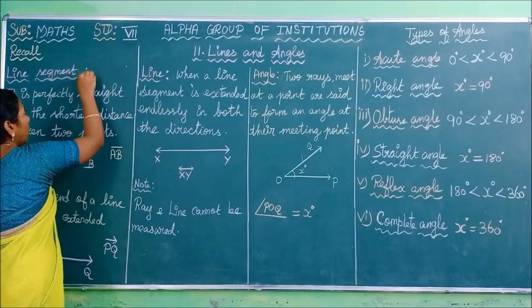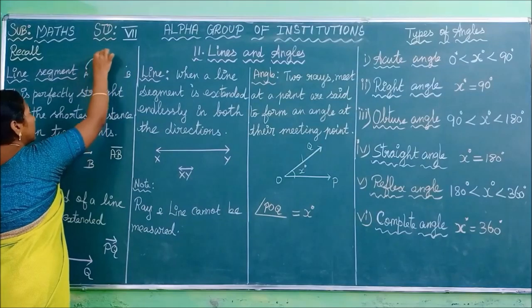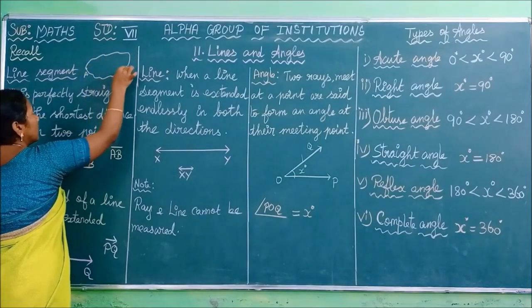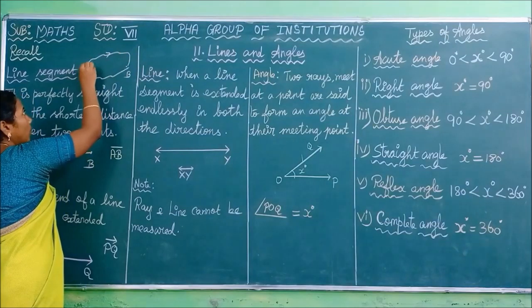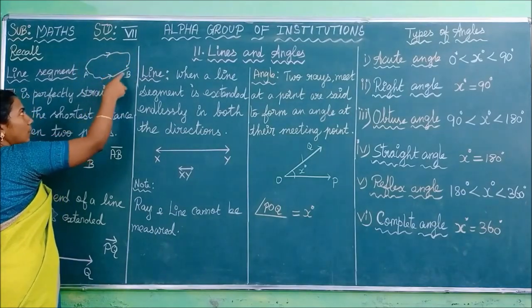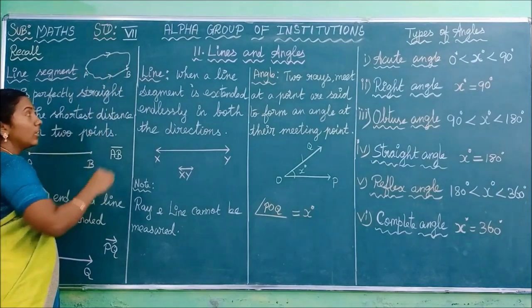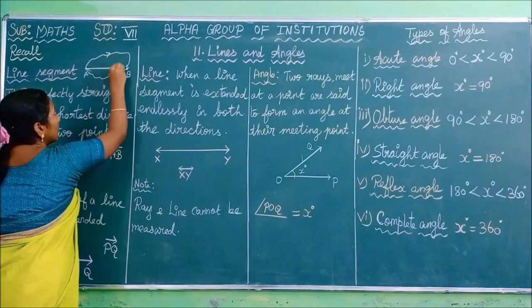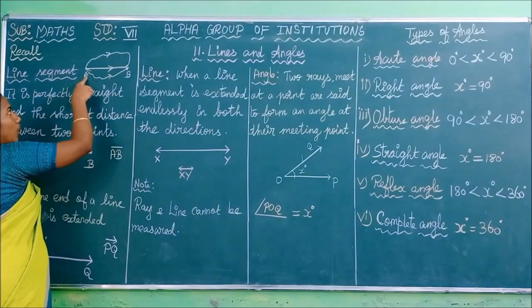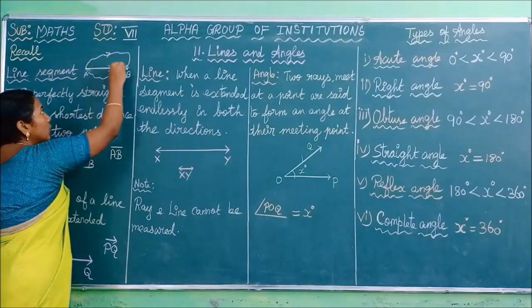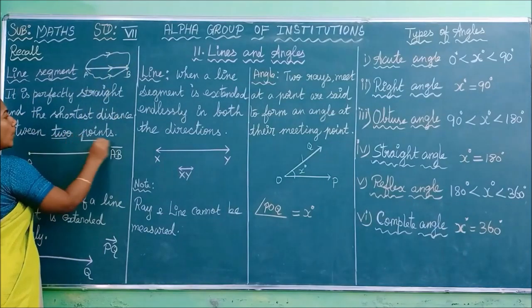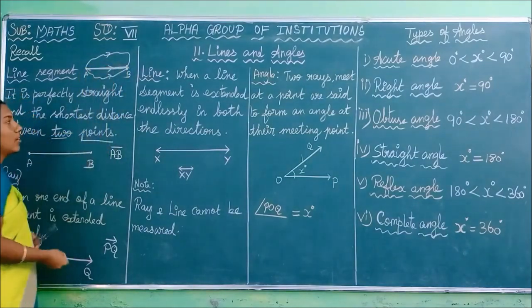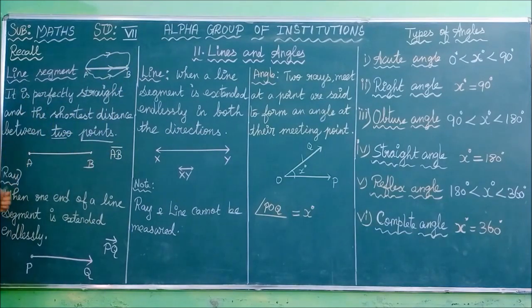See, I can move from point A to B in different ways, like this. So this is one way of moving from A to B, and this is another way to move from point A to B. And this is also a way we can move from point A to B. So this is the shortest distance between 2 points. This shortest distance we are naming as line segment. Do you understand, children? This is my line segment. It is perfectly straight and the shortest distance between 2 points.